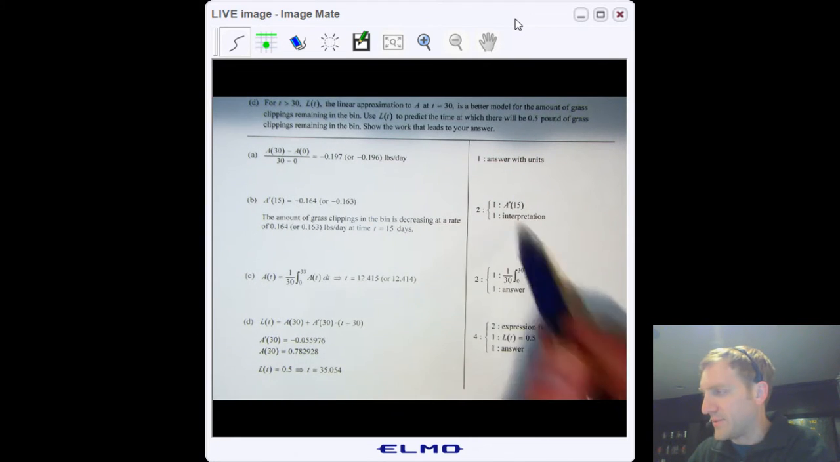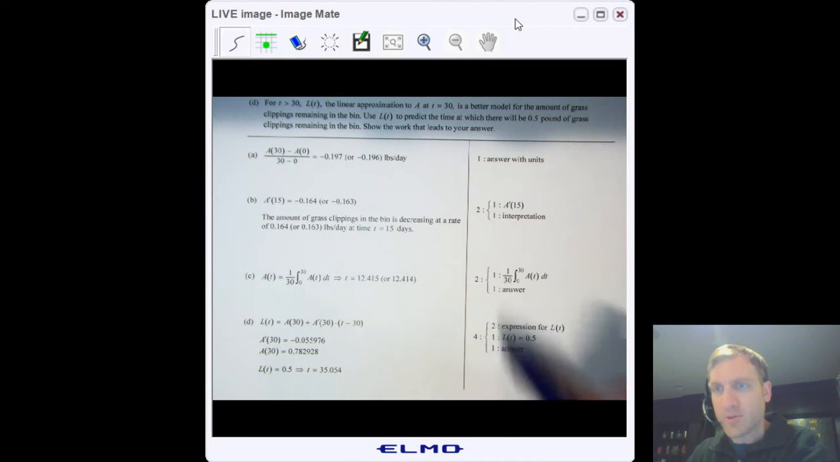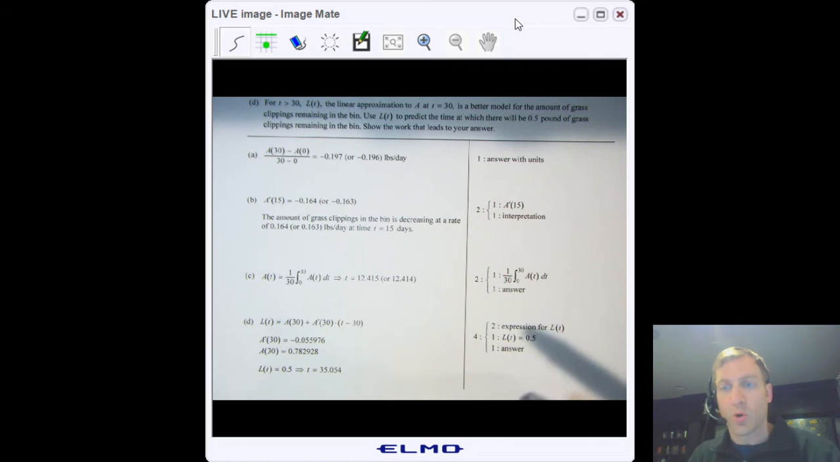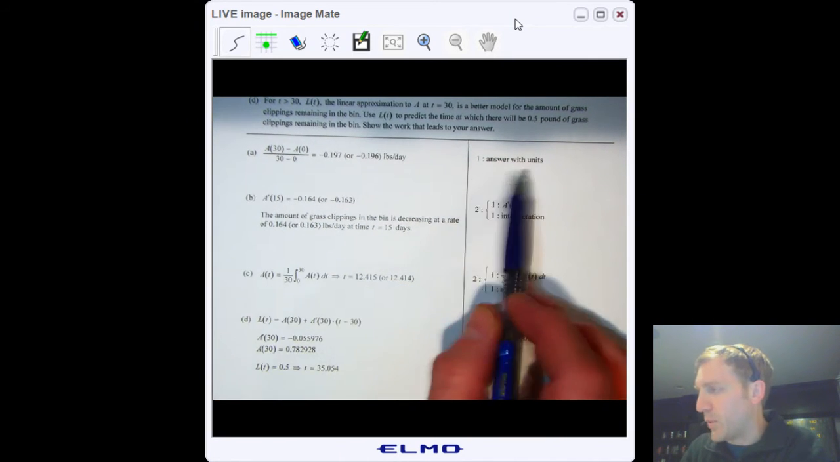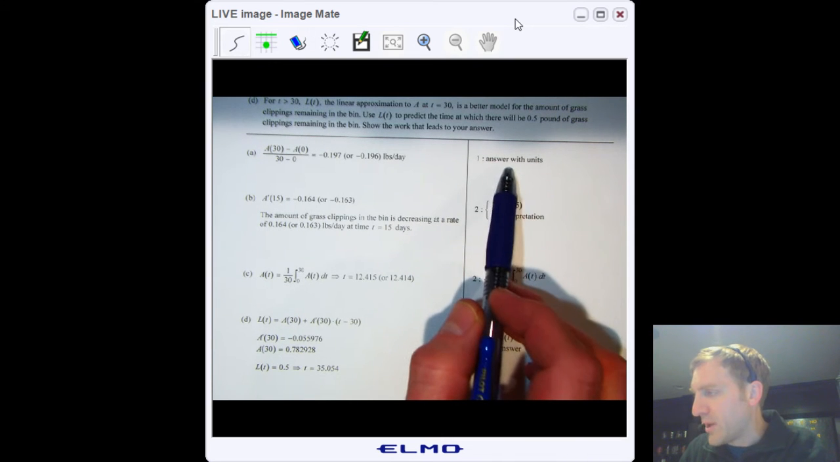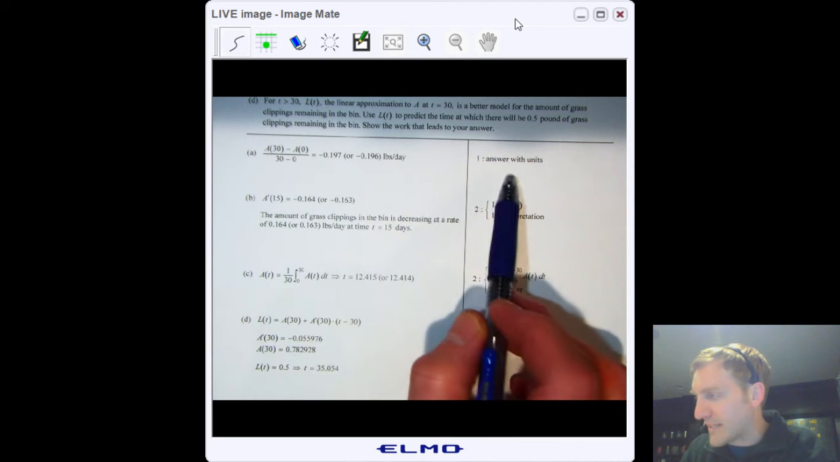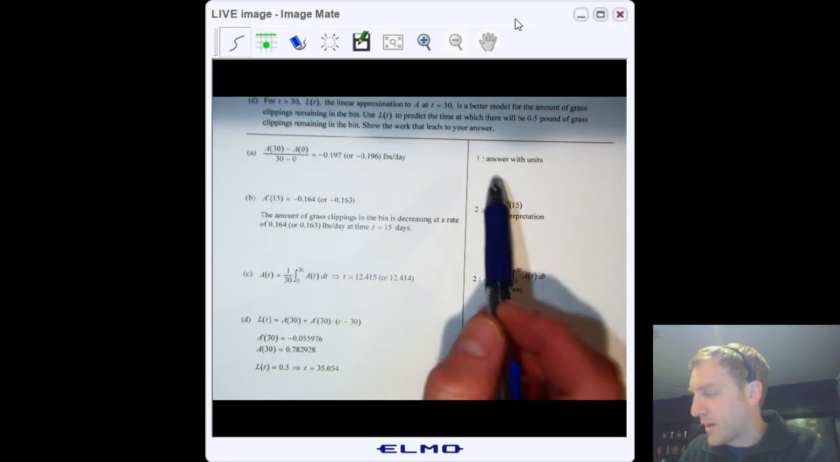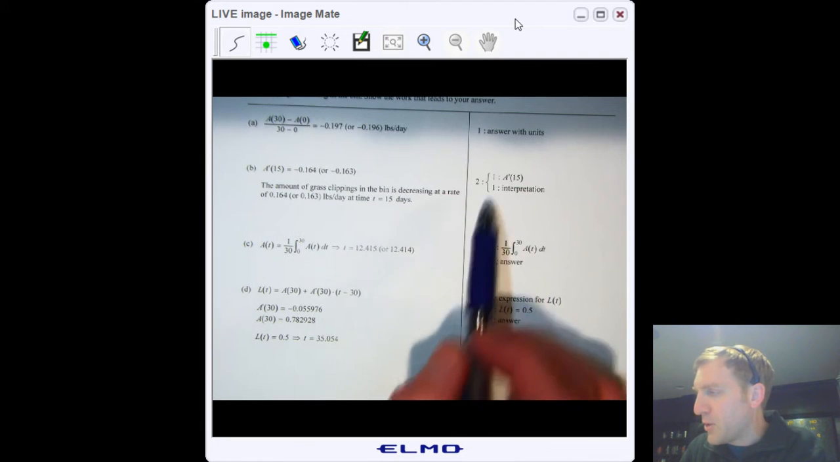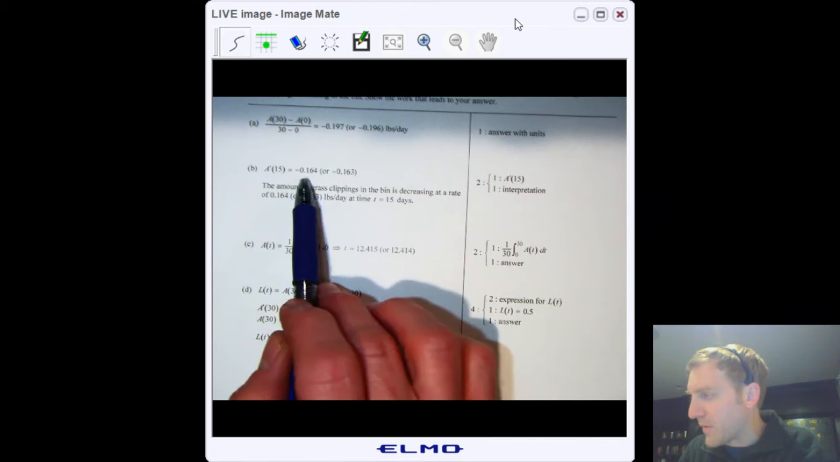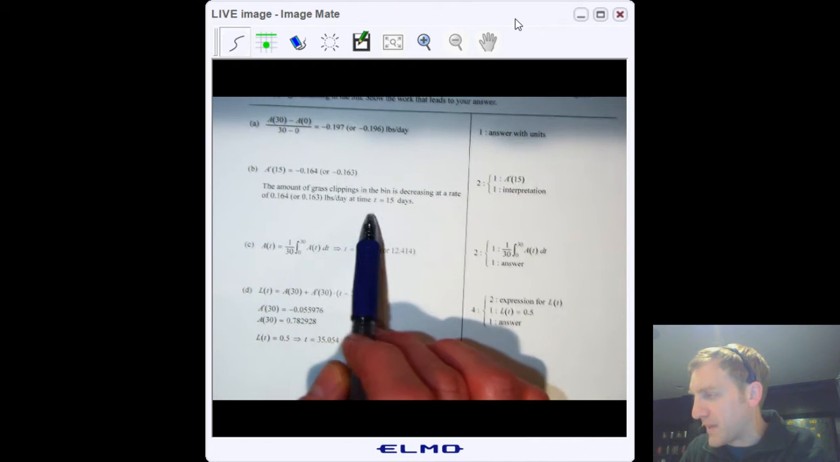What's important on the side is you can see how many points each part is worth. So I want to break it down so you can score yourself and see how many points you would have got. Part A was just 1 point. Answer with units. Notice if you had the answer without the units, you got 0 points. There's no half credit. You need the answer with the units. Part B, 2 points, 1 point for the derivative, and then 1 point for the interpretation.